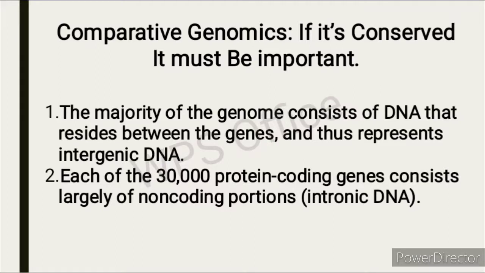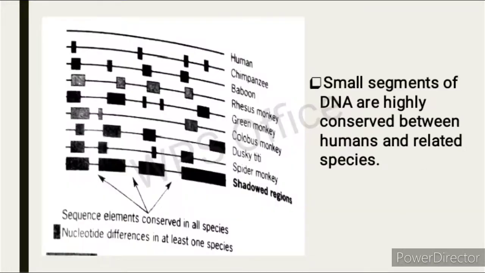Number one is the majority of the genome consists of DNA that resides between the genes and thus represents intergenic DNA. The second one, each of the 30,000 protein coding genes consists largely of non-coding or intronic DNA. This figure shows that small segments of DNA are highly conserved between humans and related species.